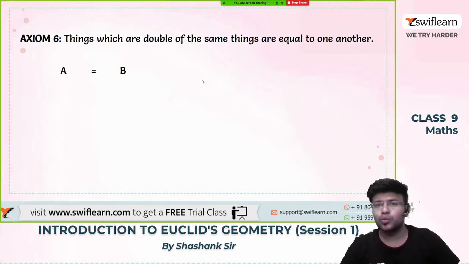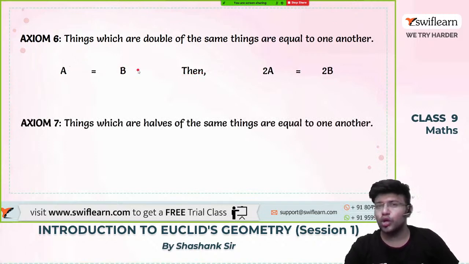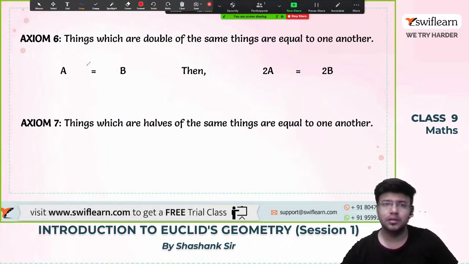Okay, the things which are double of the same thing are equal to one another. What does it say? Read it again. The things which are double of same things are equal to one another. Okay, yes. So A is equal to B, then 2A will also be equal to 2B.